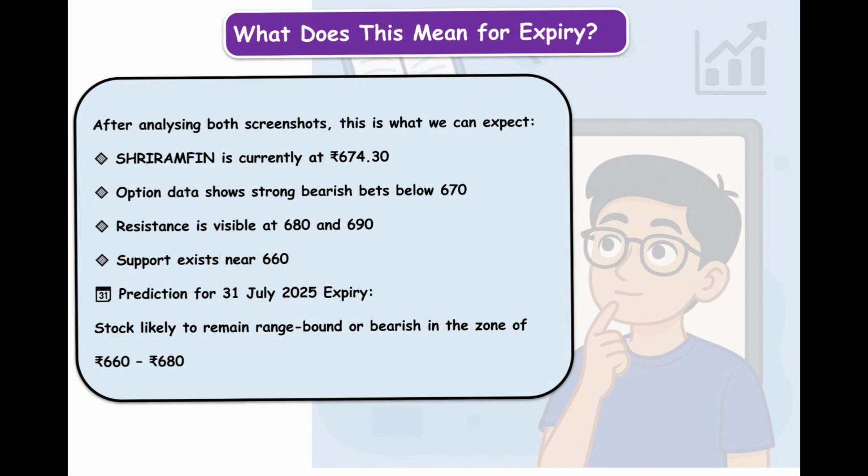So what's the takeaway? SHRIRAMFIN is trading at 674 rupees and 30 paise. Data suggests bearish sentiment with resistance at 690 and support near 660. The likely expiry range? Between 660 rupees and 680 rupees.